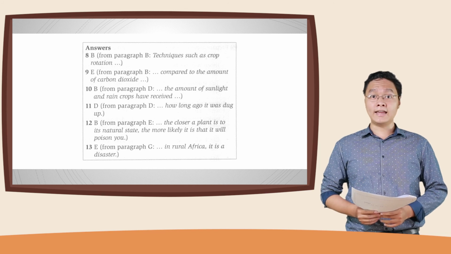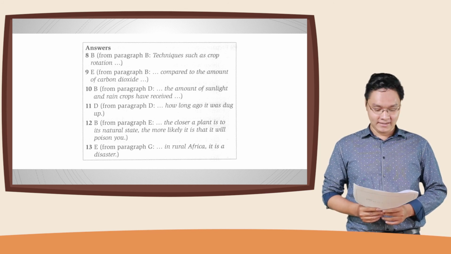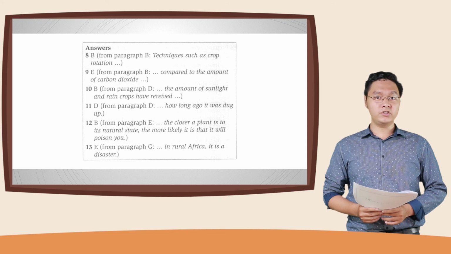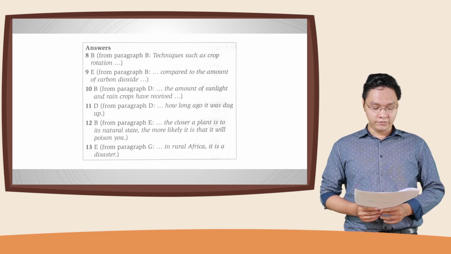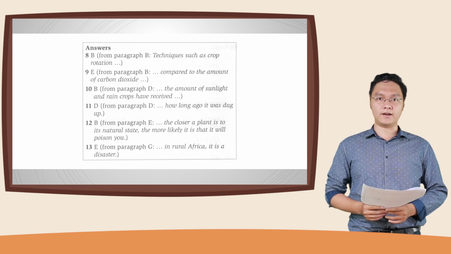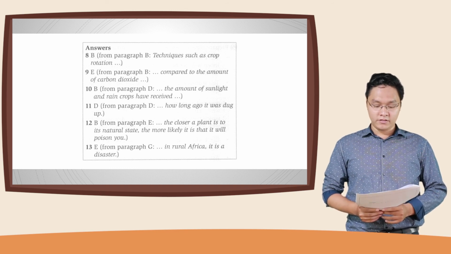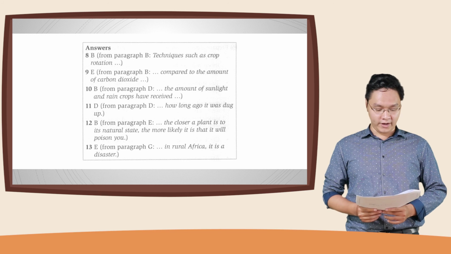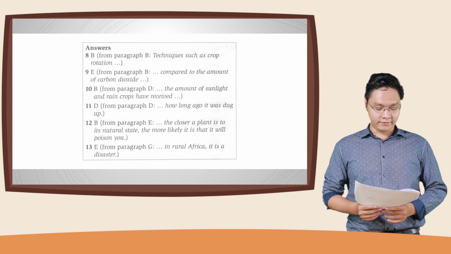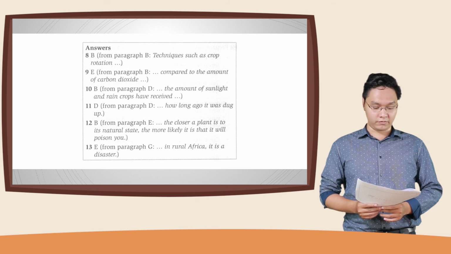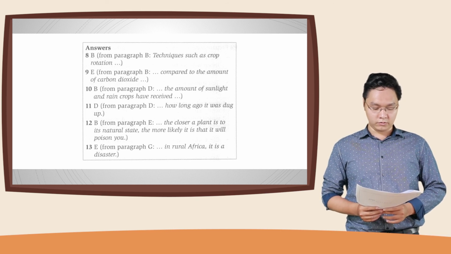Right? How about question 10 and 11? The answers, do you have the answers of B and D? So if you want to find B, take a look at paragraph D. You have the amount of sunlight and rain crops have received. And then for D, you have also paragraph D. How long ago it was dug up?